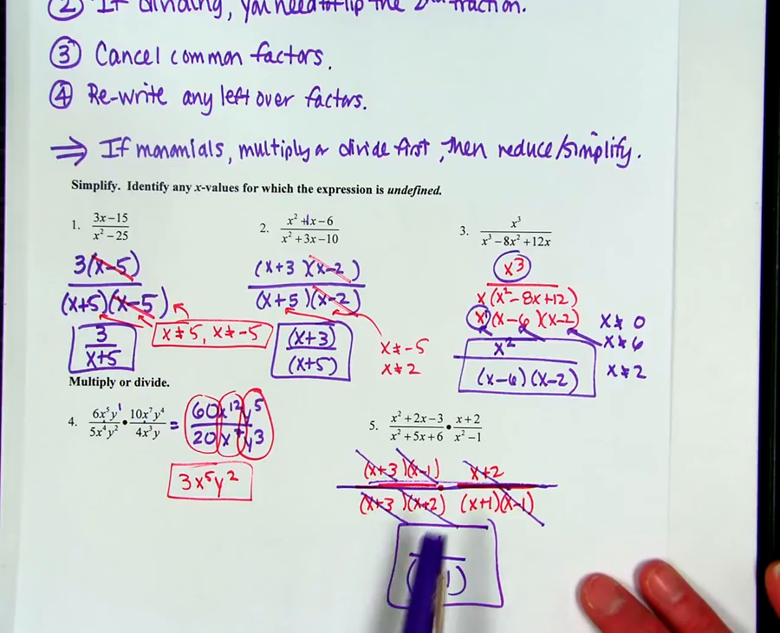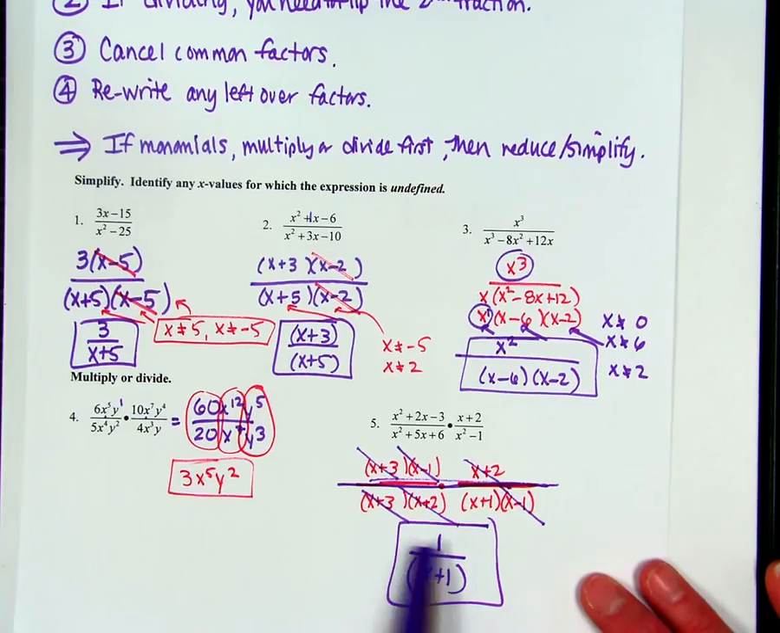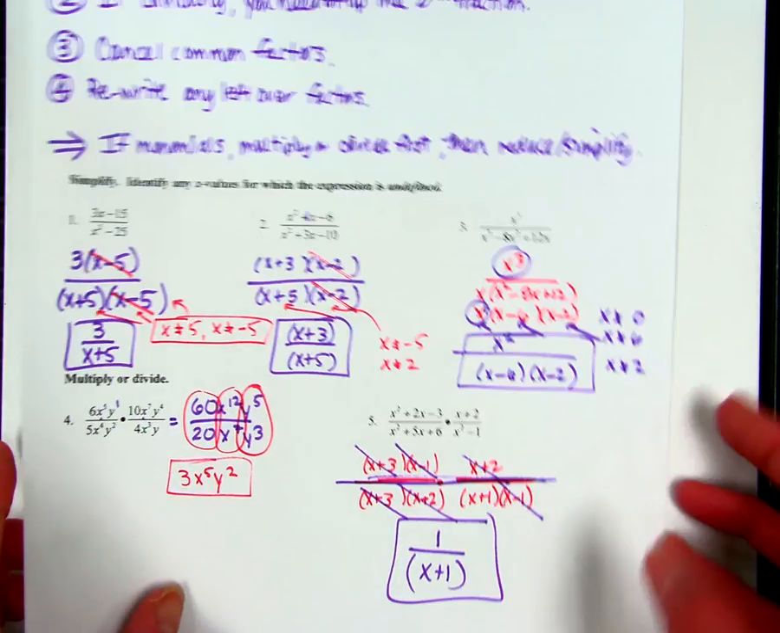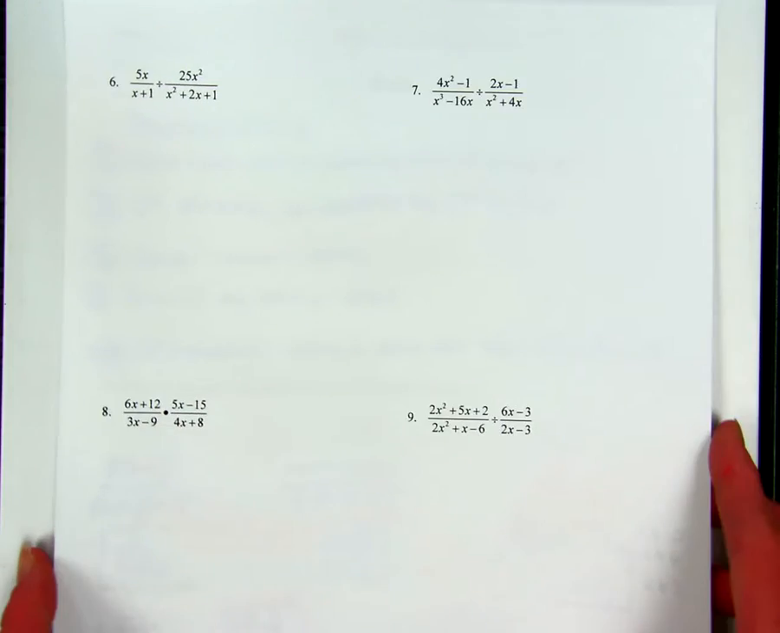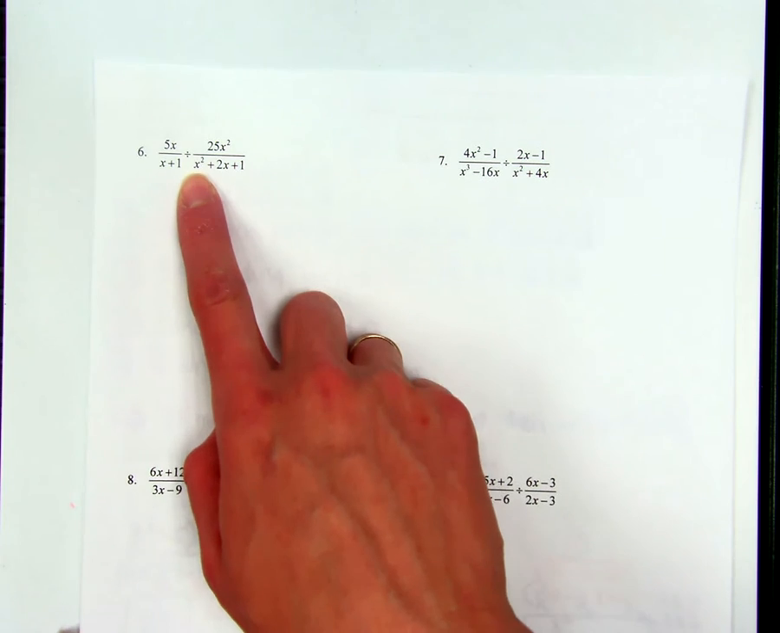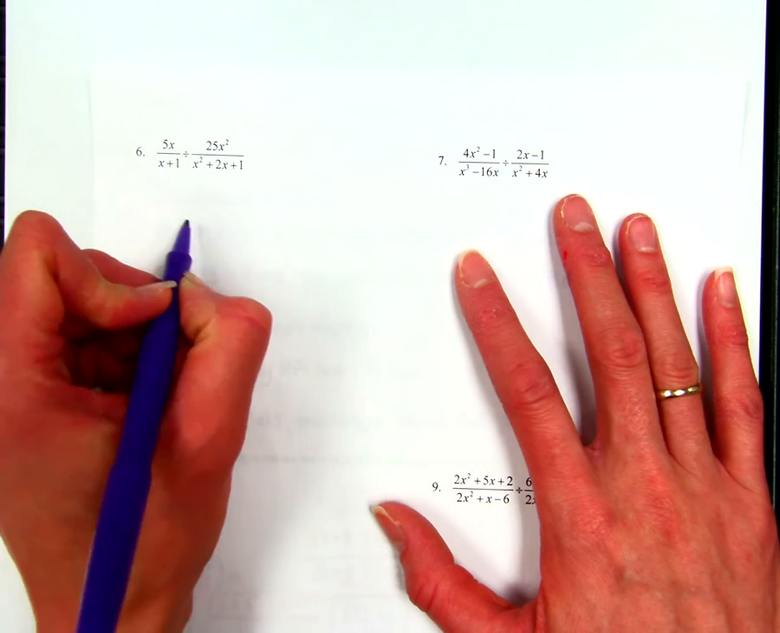Okay? So make sure the x plus 1 stays on the bottom, and then you need a 1 on the top. All right, flip over to the other side, and we'll finish up the last 4 problems. All right, this is a division problem. So we need to flip the second fraction.